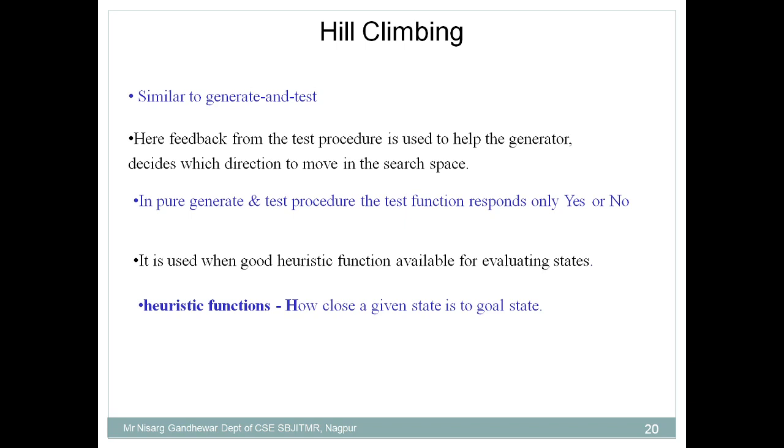So in the pure generate and test procedure, the test function responds only yes or no, but there is no feedback, no direction is given. Feedback is used when a good heuristic function is available for evaluating states. So in hill climbing, there is a concept of a heuristic function. And what is the use of the heuristic function? The heuristic function will tell you how close a given state is to the goal state. Means if you are at an intermediate state, how far you are from reaching the goal state is known to you. So this is what hill climbing is.